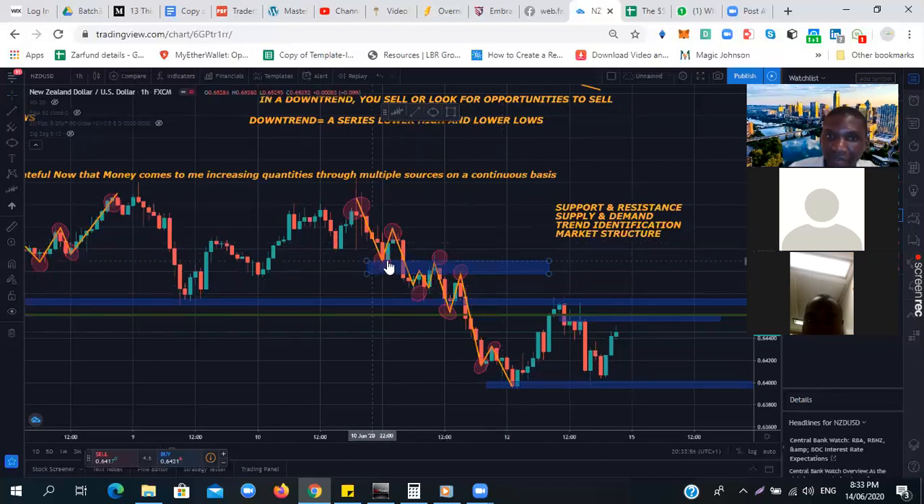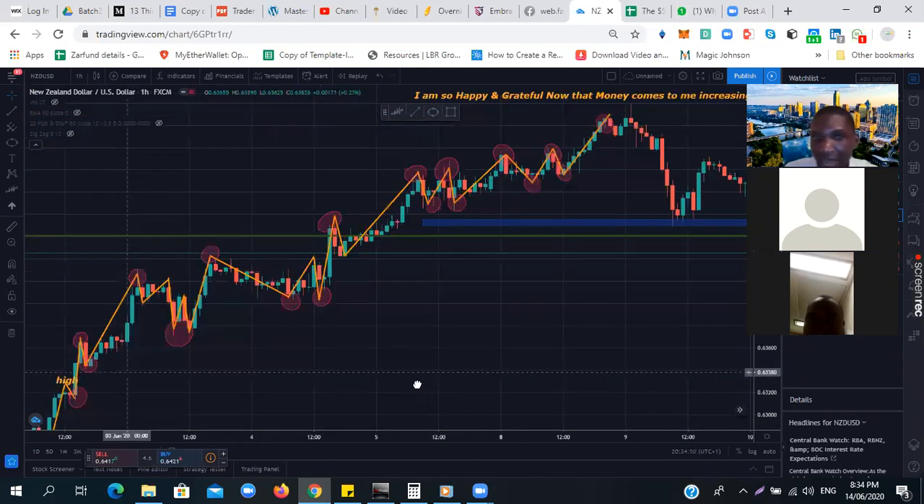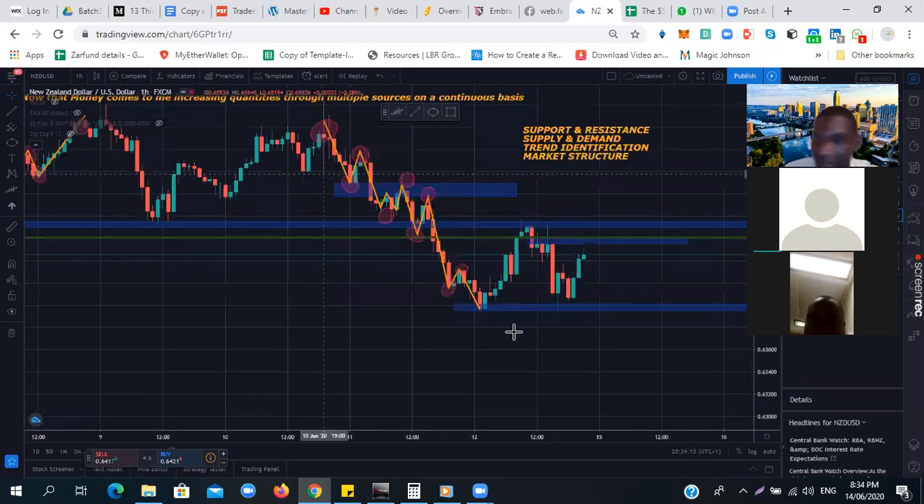Imagine you start buying from here and price starts falling. All your money will be gone and the market will still be going. All right? So that's the reason it's said that the trend is your friend. So you buy in this uptrend, and then you sell in a downtrend.